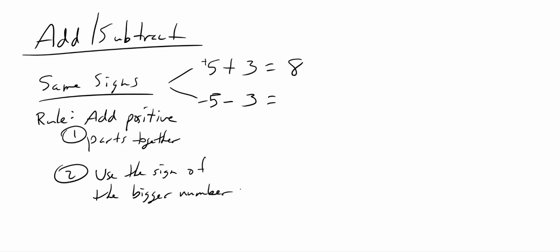That's it. Okay, so the first one, again, that's really easy. The same signs, you add the positive parts together. Well, they're both positive, so 5 plus 3 is 8. And what's the sign of the 5? It's positive, right? So the answer is positive 8.